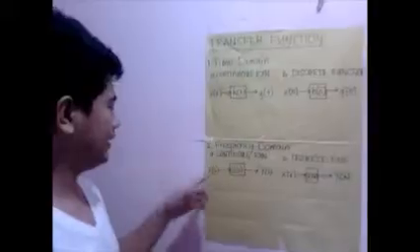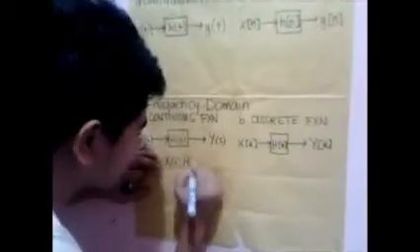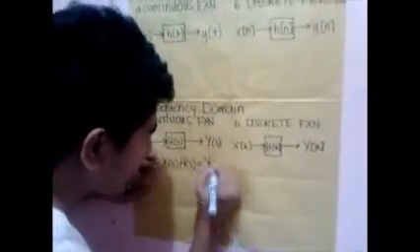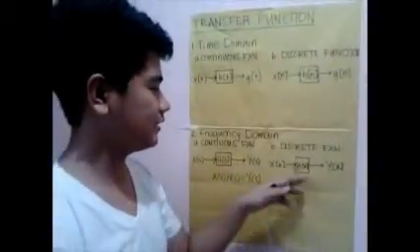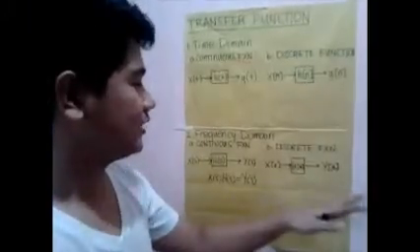So in the frequency domain, to be able to find Y of s, we have to multiply X of s and H of s. And for the discrete function of the frequency domain, we have to multiply X of z times H of z, which is equal to Y of z.